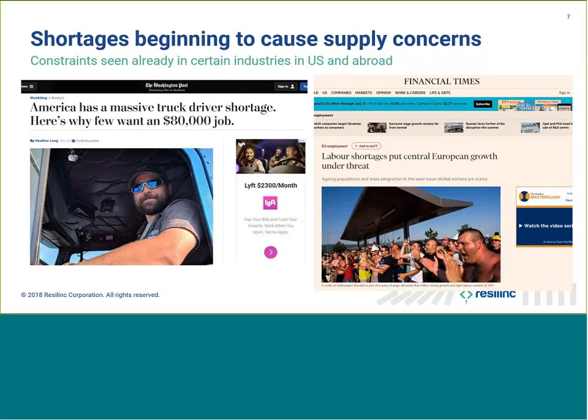And we're starting to see it hit the press in very profound ways. One is we have a massive truck driver shortage, which we'll go in depth on later in the presentation. But they're also seeing it in Europe, where aging populations and emigration to Western economies, which is ironic because we'll talk about it in a second, is putting a lot of pressure on European growth and European economic expansion as well.